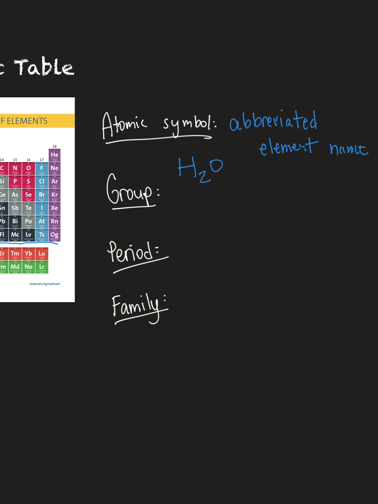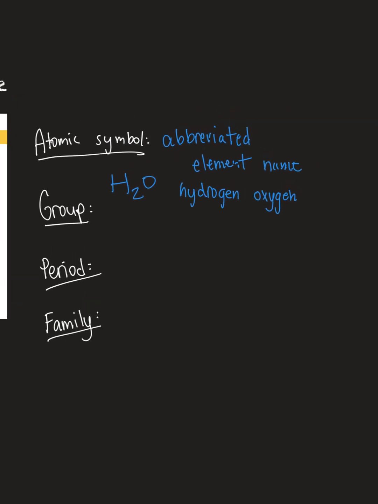H2O, and thought to yourself, okay, what is that? Maybe you knew that it represents water. Maybe you knew that H represented hydrogen and O represented oxygen. But rather than writing out hydrogen, oxygen every single time, we have a quicker way of doing this, which is simply writing the abbreviated element name.